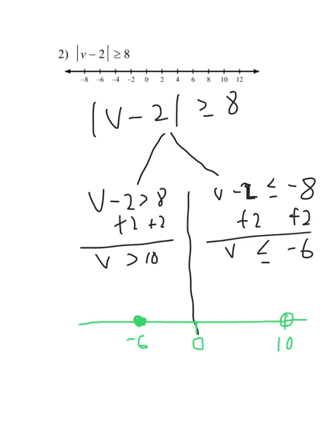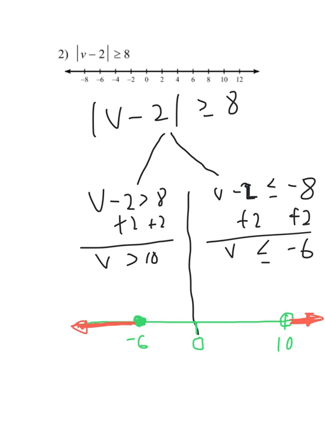All right, so let's graph. Let's see what we have here. We have v is less than or equal to negative 6, so that means that this side is going to be shaded. And then over here, we have v is greater than 10, which means that this side is going to be shaded. Look at that. The solutions of this problem are like the "or." They have to be in one section or another section that's shaded.